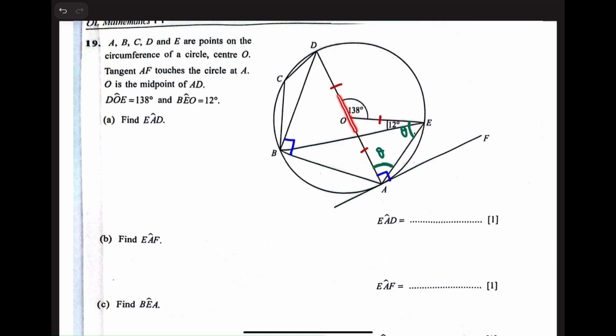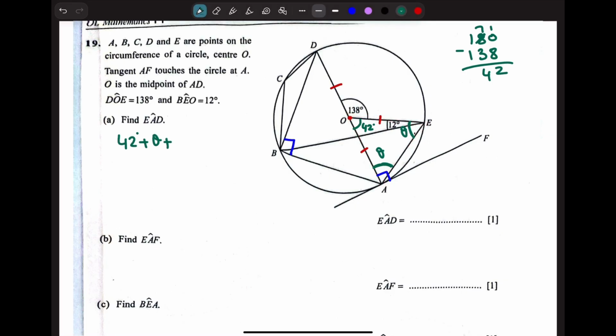Yes, because see, if this is 138, this and 138 should add up to 180. Why? Because they're angles made on a straight line, right? So angles on a straight line should add up to 180. So 180 minus 138 gives you 42. So this is 42. Okay. Now let's focus on triangle AEO. So 42 plus 2 theta should be equal to 180 degrees. So 2 theta is equal to 180 minus 42. Theta is 69.